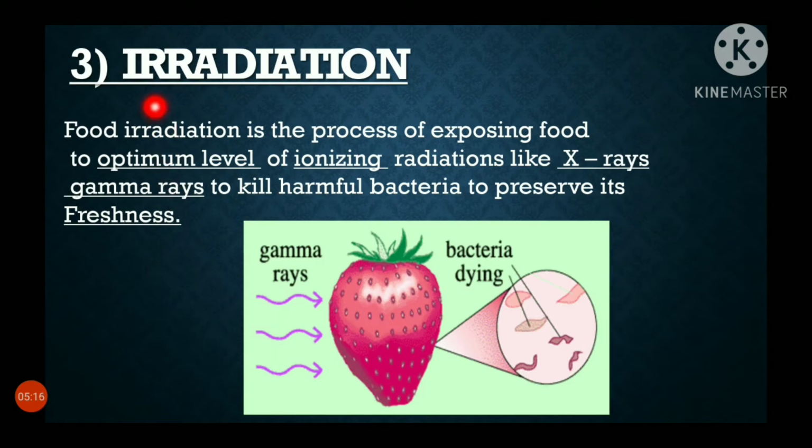Next is irradiation. Food irradiation is the process of exposing food to optimum level of ionizing radiations like X-rays, gamma rays, which are used to kill harmful bacteria to preserve its freshness. So the food item is applied gamma rays so that the bacteria doesn't grow, it dies. Then you can send it from one place to another without any spoilage of the food.